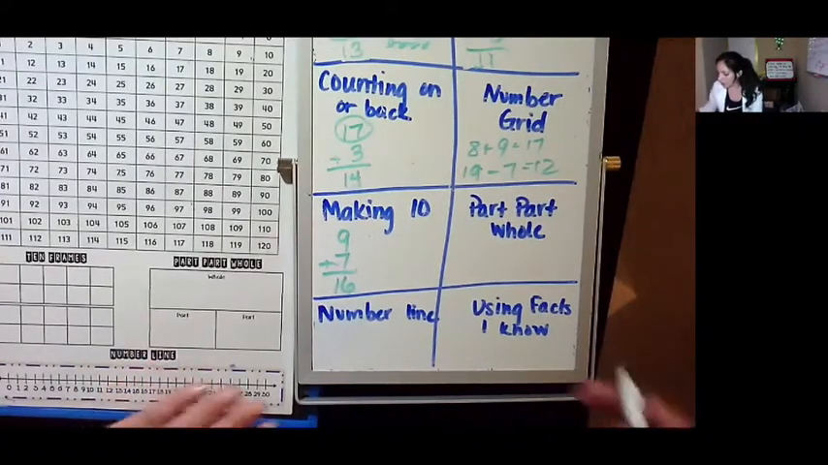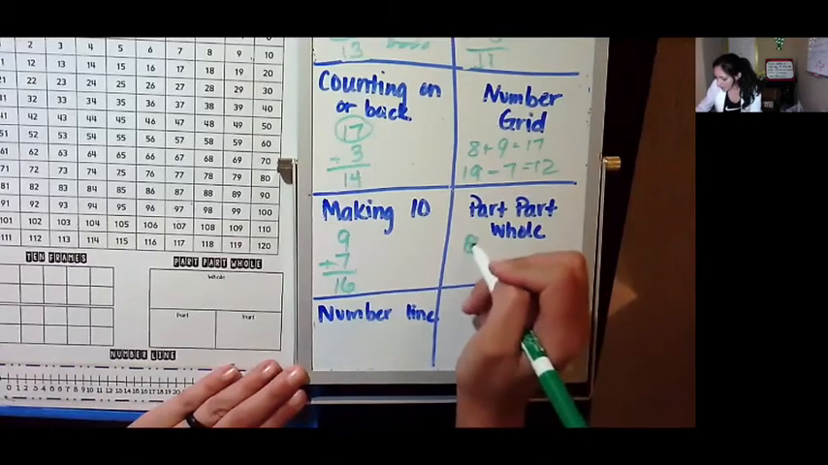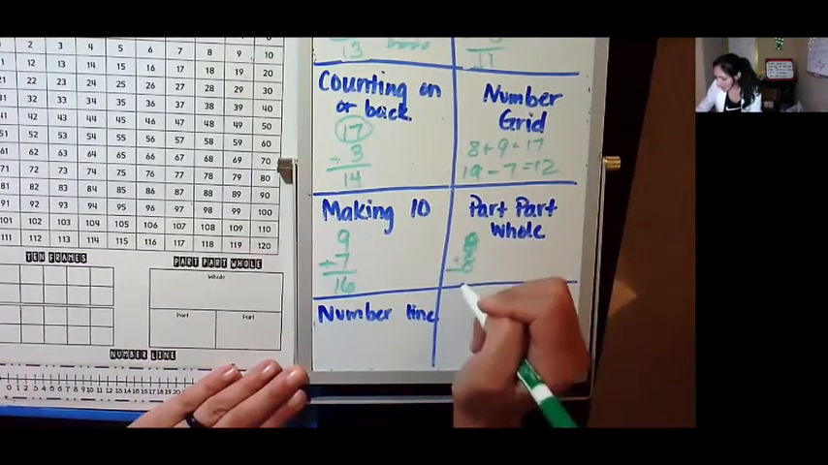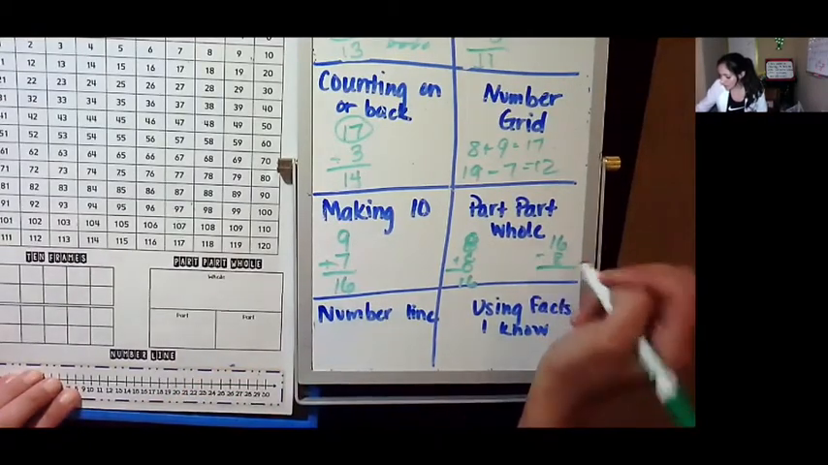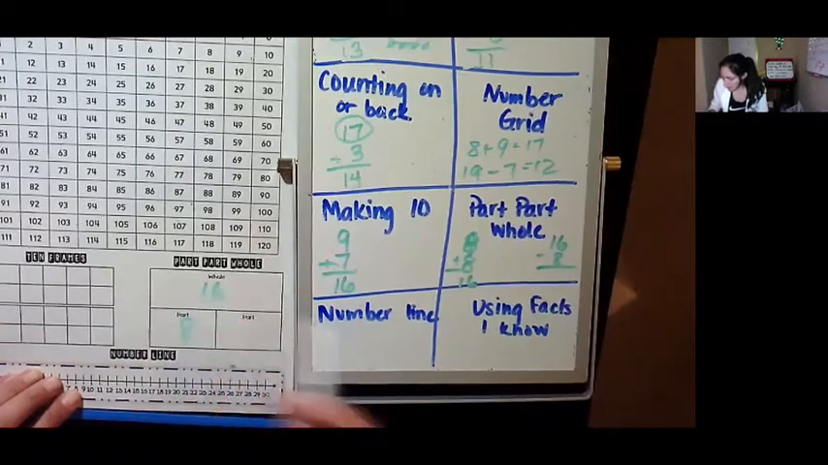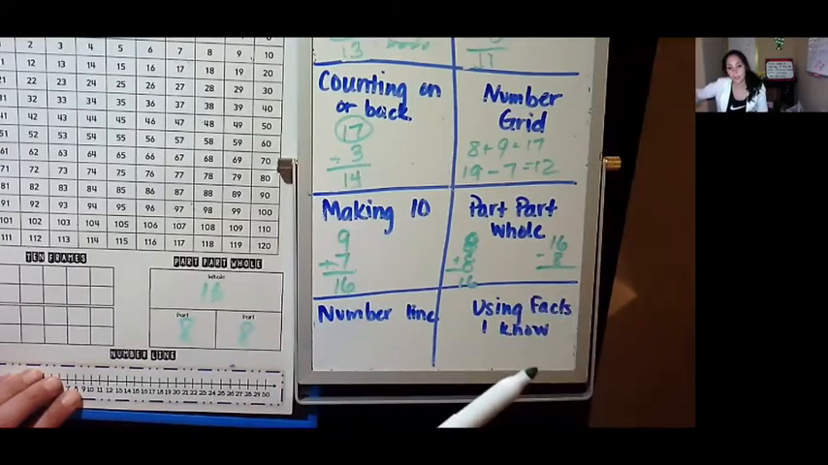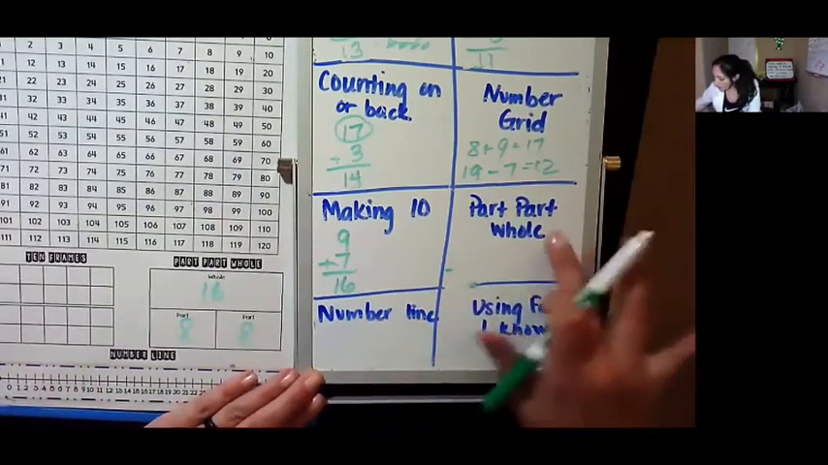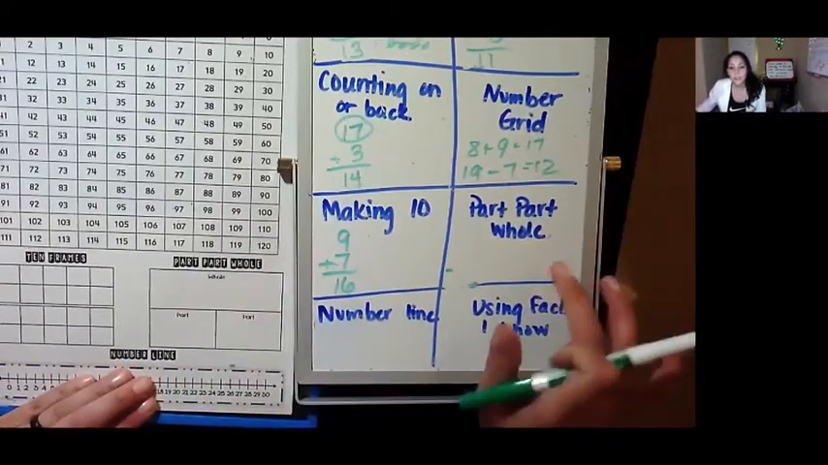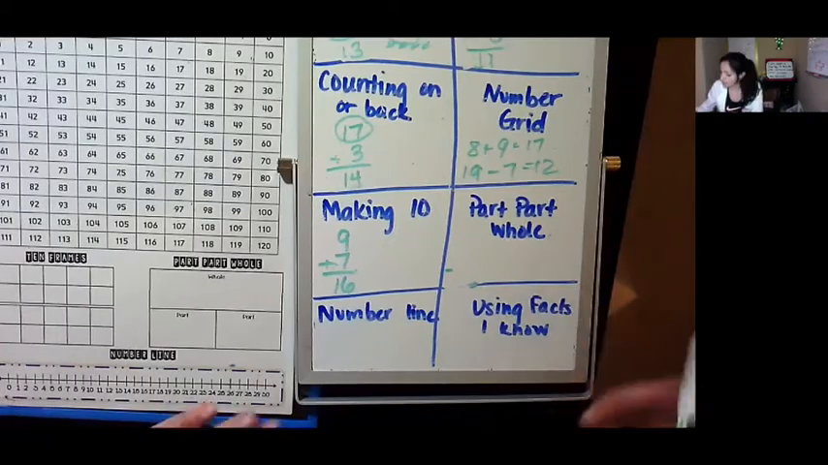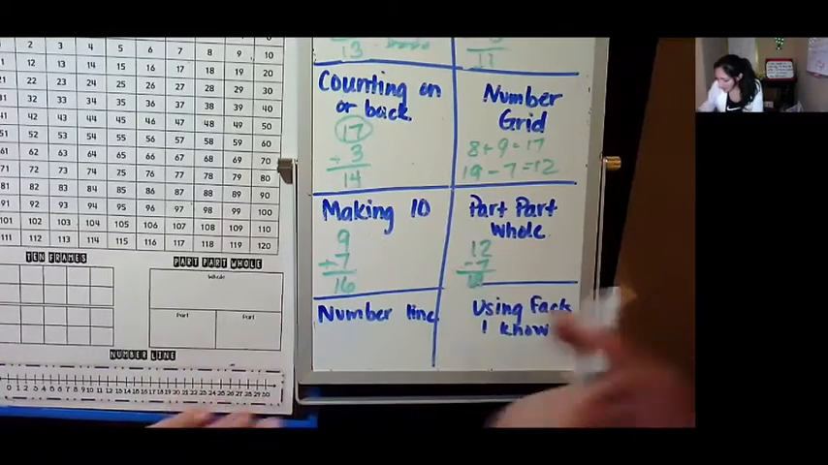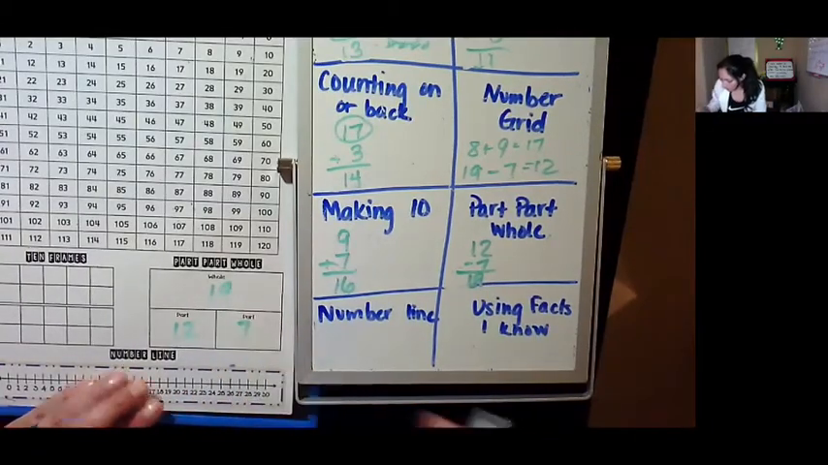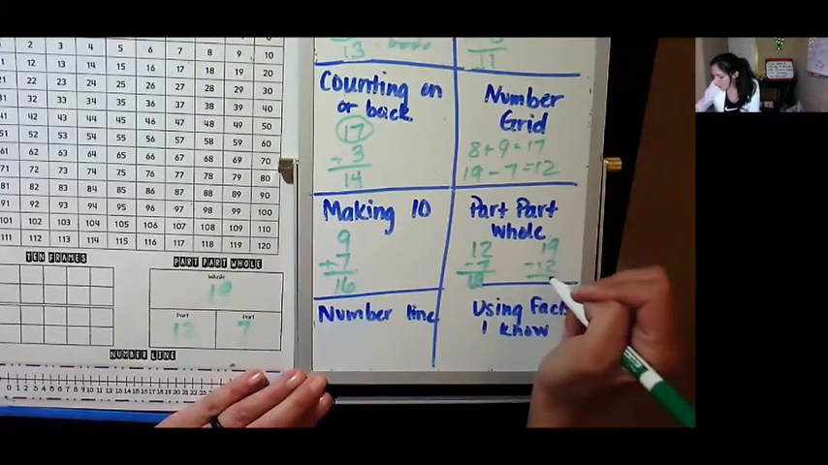So that's that. Part whole is a super useful strategy because it uses what we know about related facts. If you already know that 8 plus 8 equals 16, then you can also very easily figure out that 16 minus 8 is 8 because those are just related. They're a flip-flop of each other. So part whole is really helpful for figuring out facts that you know the opposite of.